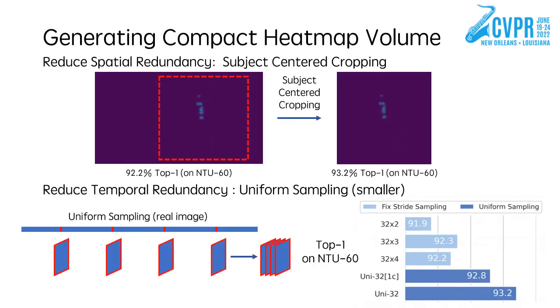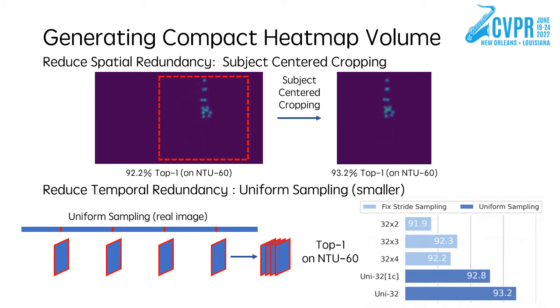To restore coordinates to pseudo heat maps, for each joint, we generate a Gaussian map centered at the joint location. We then propose 2 techniques to handle the redundancy. To reduce spatial redundancy, we find the smallest bounding box enclosing all 2D poses, crop frames with the box, and resize them to a target size. By doing so, more information can be preserved within a small spatial size.